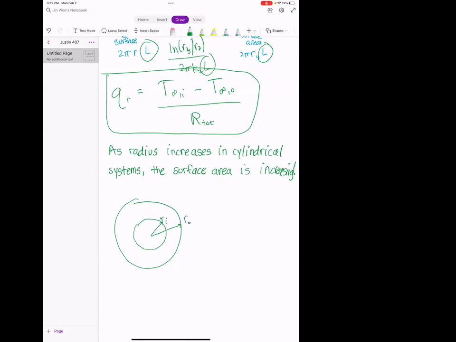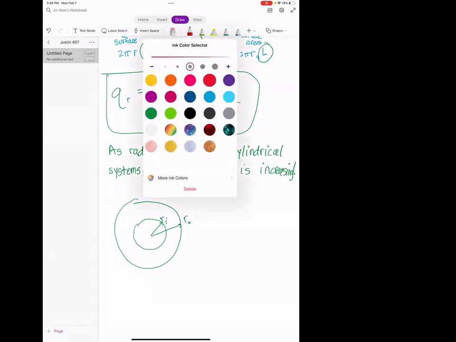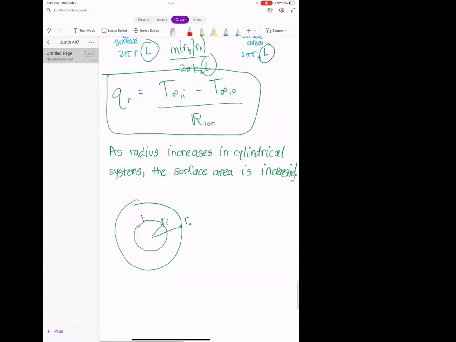And we have an inner radius and an outer radius. Let's say that we know the inner temperature, and so the inner temperature is going to be Ti. But on the outside, we actually have convection cooling. So let's say it's air cooling, and that air cooling is going to have an ambient temperature T infinity and a convection coefficient h.